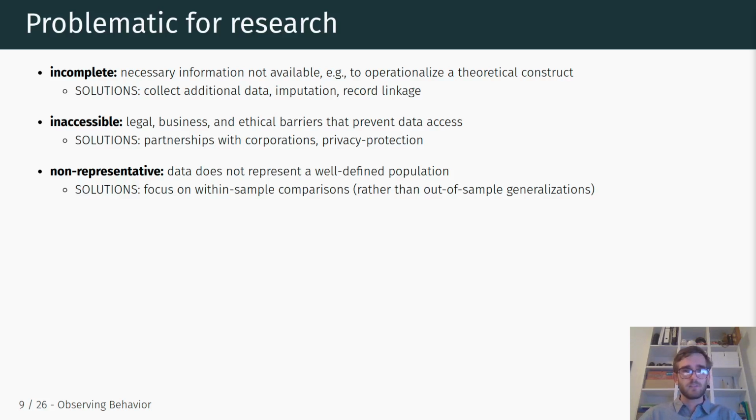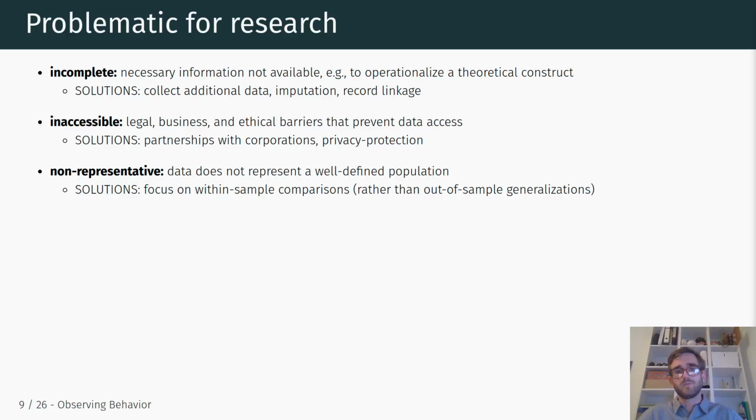An additional factor is that big data sources are non-representative. The data that we collect, for example, on social media, on Twitter, do not necessarily represent a well-defined population. It's not quite clear what population we can generalize to. But in many cases, for many research questions, this is not such a big deal, because what we're often focused on is making within-sample comparisons between, for example, a treatment and control group, rather than making out-of-sample generalizations.